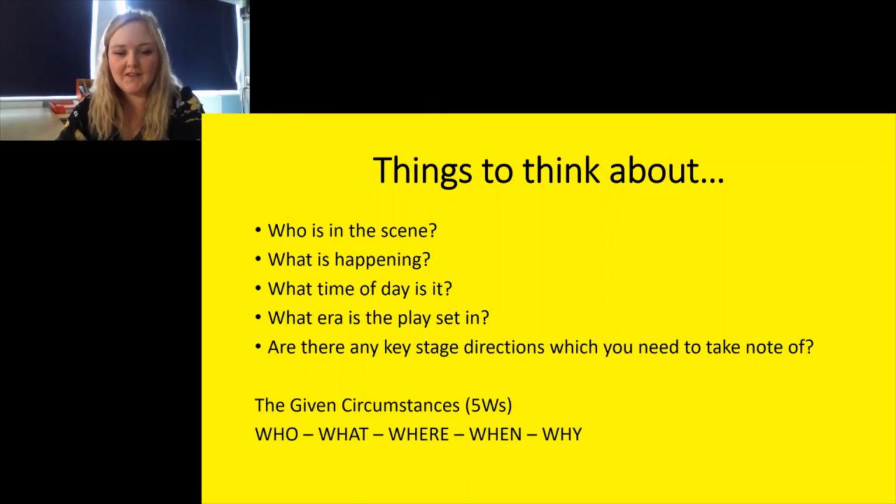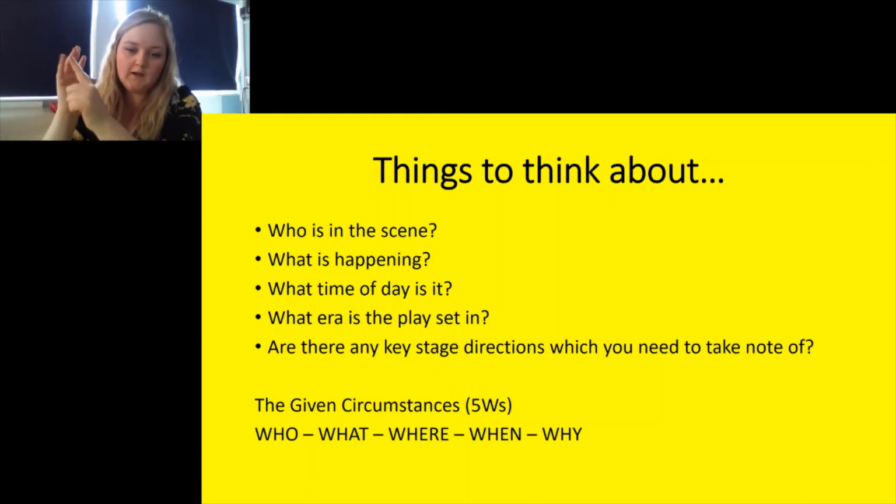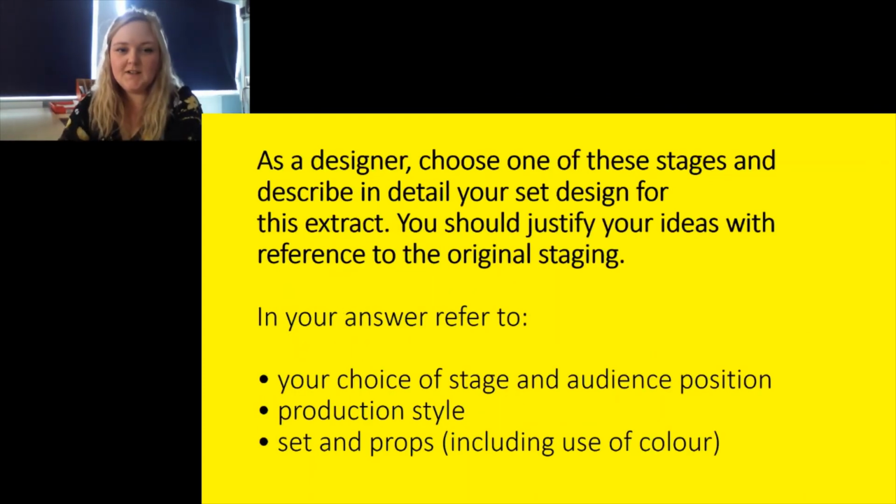Basically, we're talking about the given circumstances, Stanislavski's 5 W's: who, what, where, when, why. So in the exam, if you were posed with this question, as a designer, choose a stage and describe in detail your reasoning for this extract, the first thing you'd need to do when reading the extract is to consider, what are the 5 W's? What do I need to take into account before I start planning my idea?